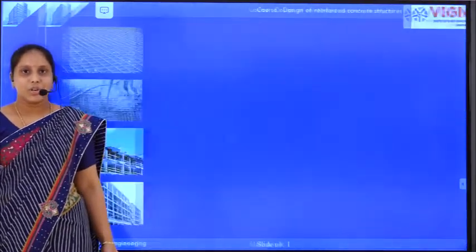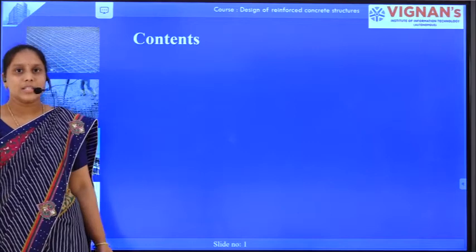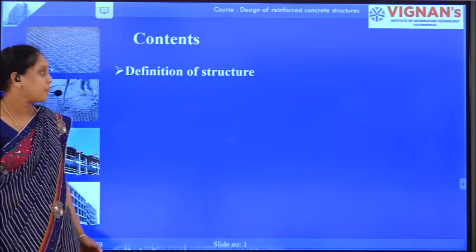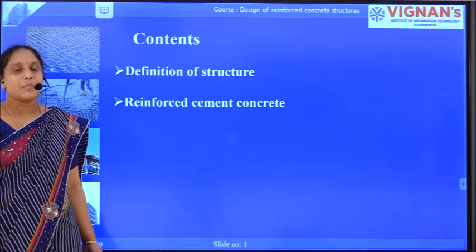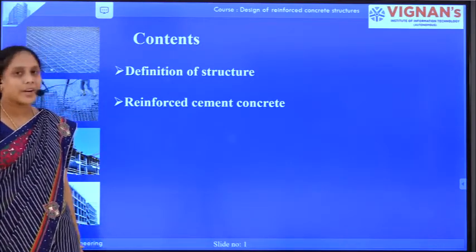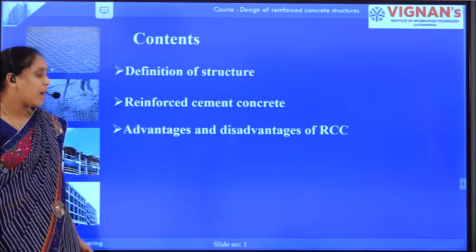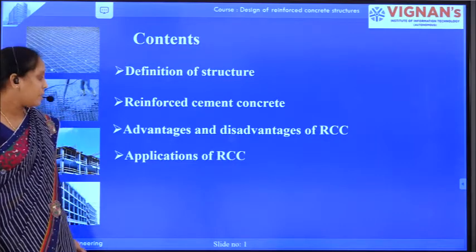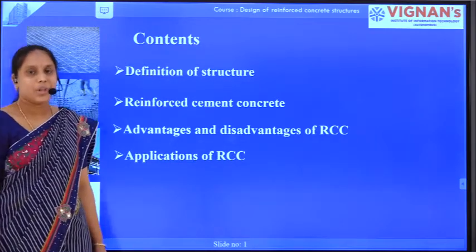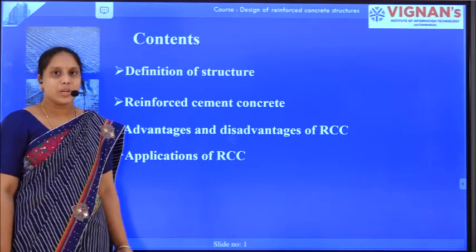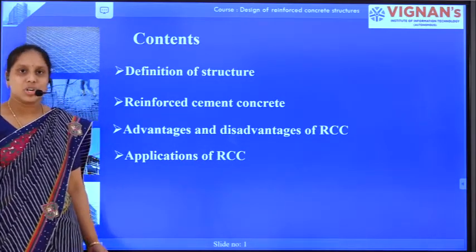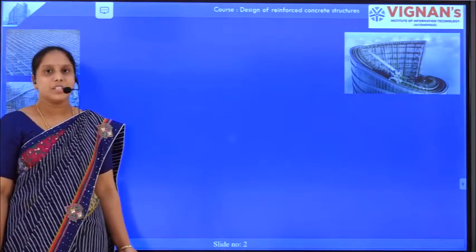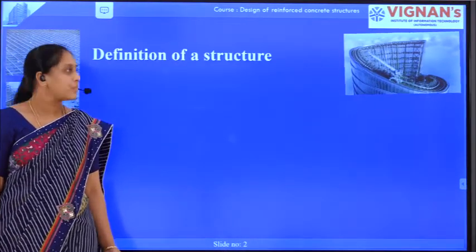In this lecture, we are going to see the definition of a structure, what is meant by reinforced cement concrete, the advantages and disadvantages of RCC, and the applications of RCC. So first, let us start with the definition of structure. So first we will see what is the definition of a structure.